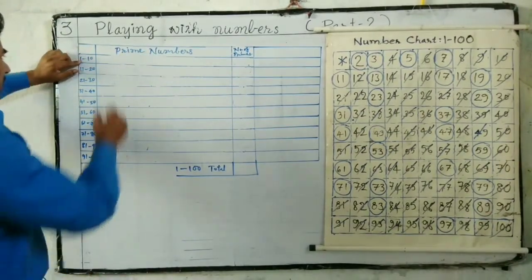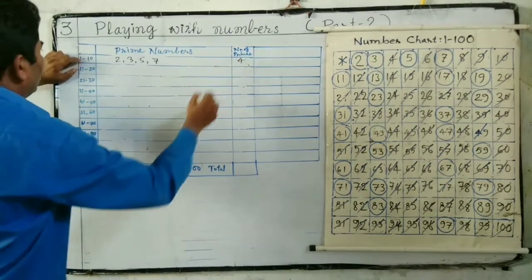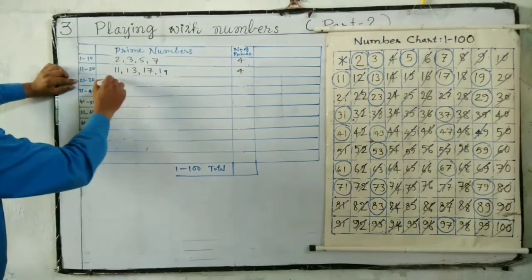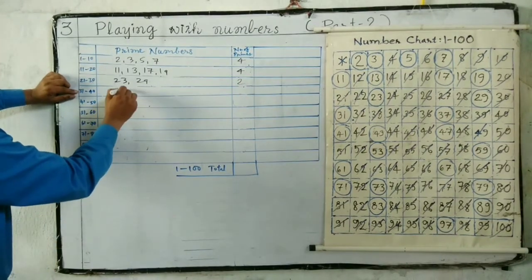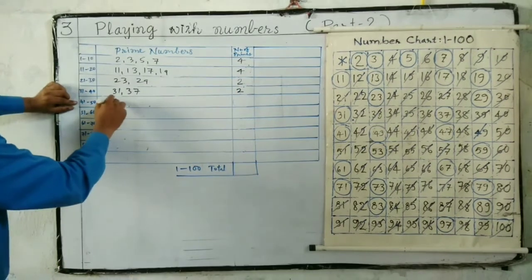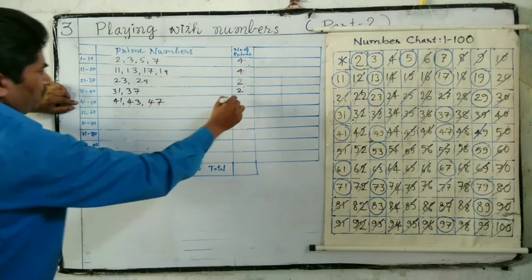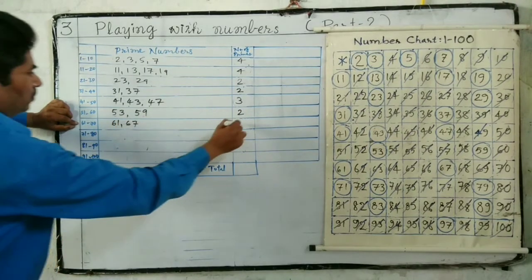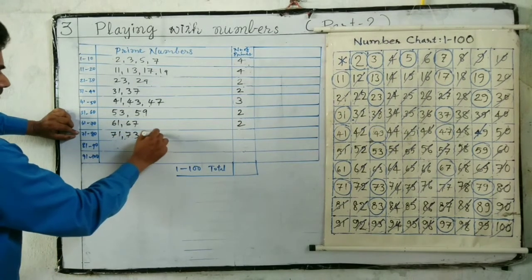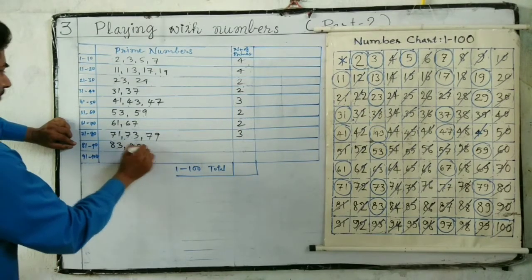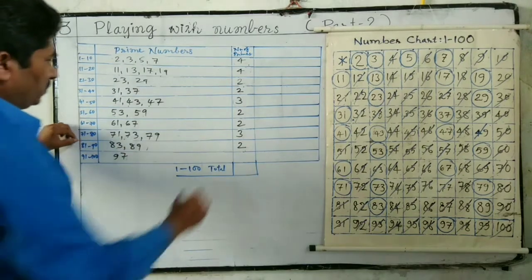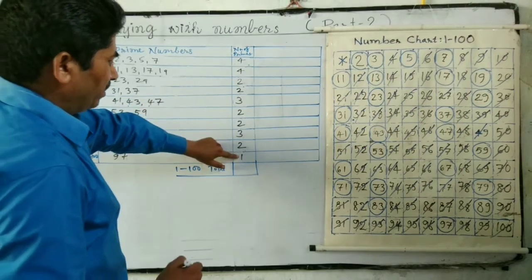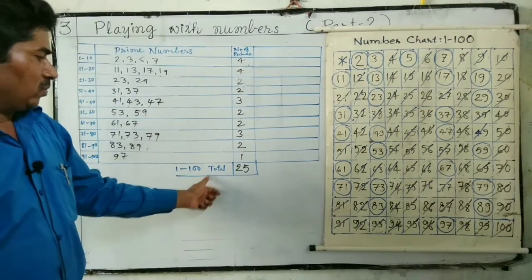Prime numbers from 1 to 10: 2, 3, 5, 7, that is 4. 11 to 20: 11, 13, 17, 19, that is 4. 23, 29, that is 2. 31, 37, that is 2. 41, 43, 47, that is 3. 53, 59, that is 2. 61, 67, that is 2. 71, 73, 79, that is 3. 83, 89, that is 2. 97, that is 1. Prime numbers from 1 to 100, total 25.